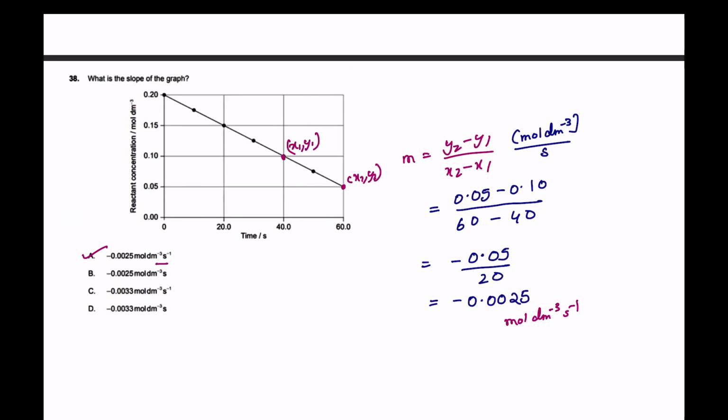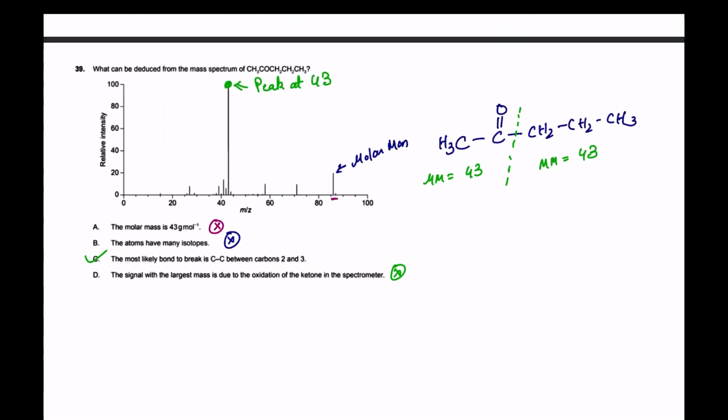And just plugging in the values of y2, y1, x2, x1, you will find that the value of the slope comes out as minus 0.0025. And we have the unit, so matching them, option A is the correct answer to question 38. Moving on to question 39, this is a mass spectrum question.